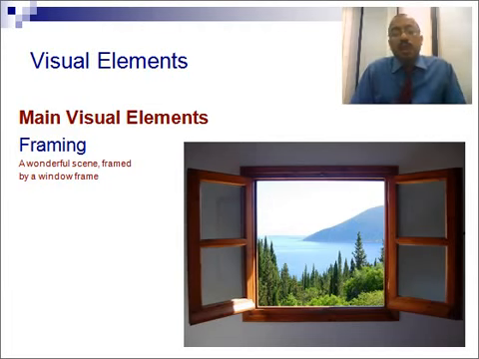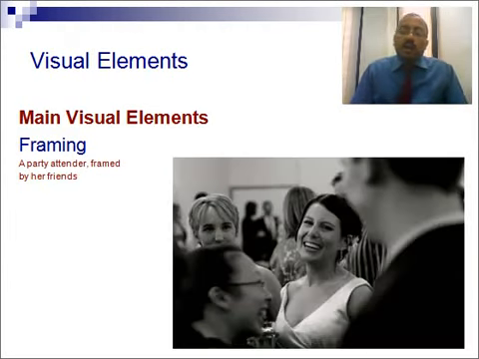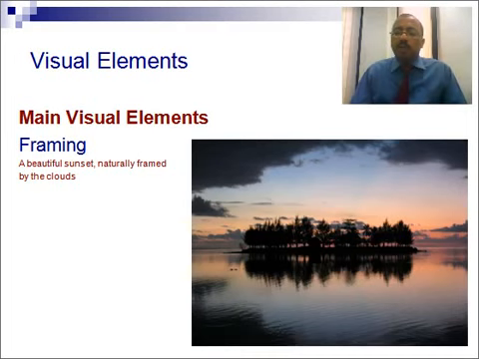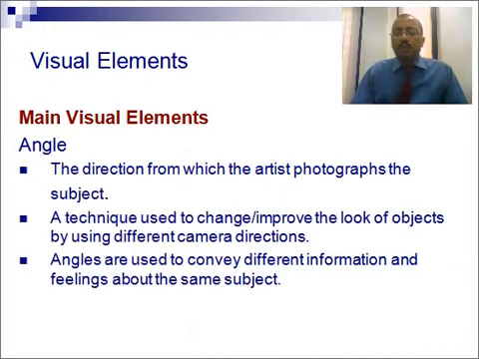Here is, for example, a very common example in framing. Looking at this window provide us with a frame for the outside view or scene. Another kind of framing here, which is called natural framing. Look at this person or actor or this key figure in such a meeting surrounded by her friends, so they figure or shape what's called framing. Another kind of natural framing by means of clouds, trees, reflections in the water, and so on.